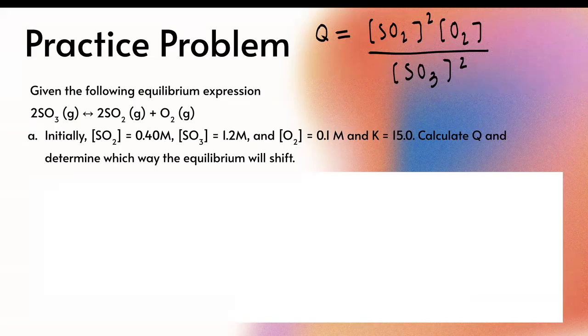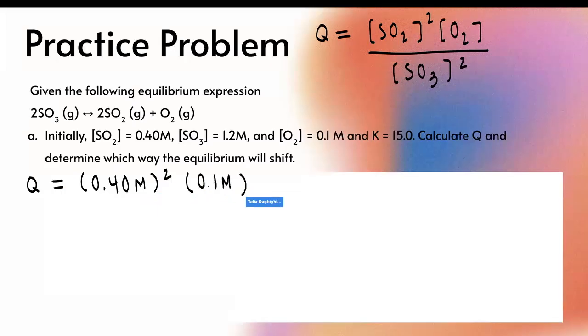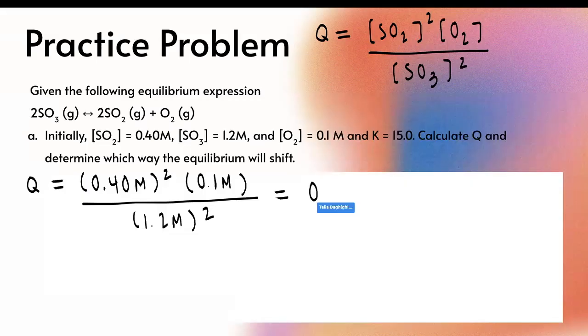So Q is going to equal 0.40 molar squared, and then the concentration of O2 is 0.1 molar, divided by 1.2 molar squared. And you can plug that into your calculator. And that is going to get us 0.01. Our K value is 15.0.